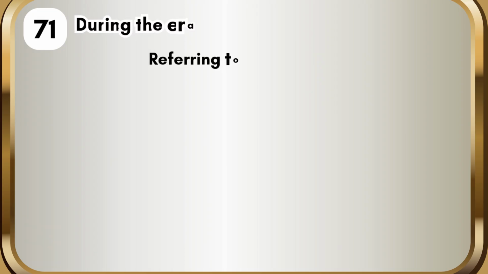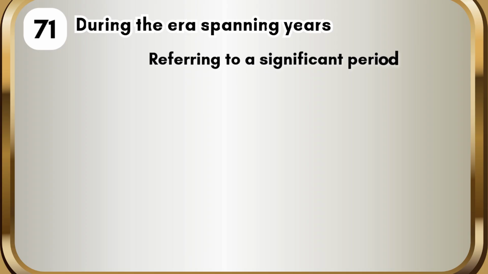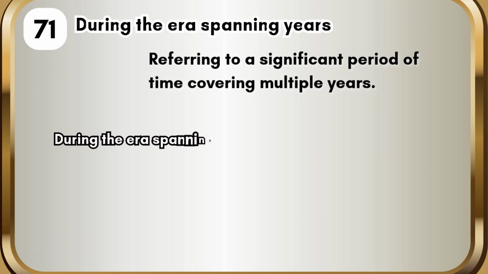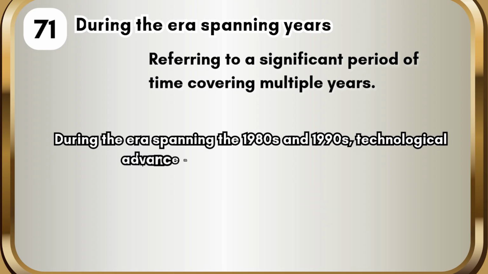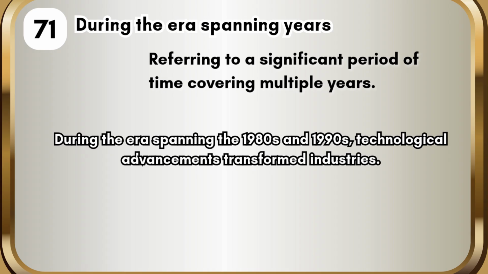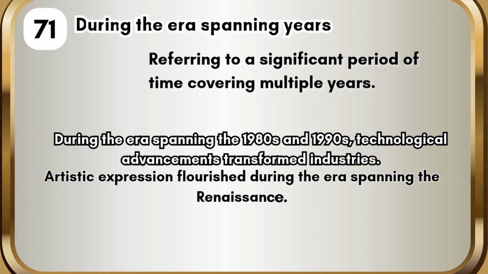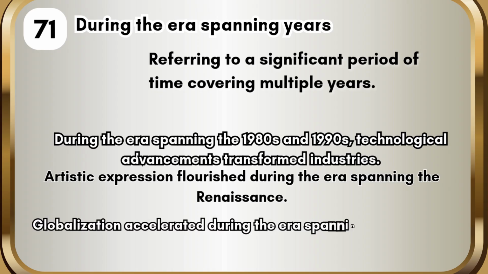During the era spanning years, referring to a significant period of time covering multiple years. During the era spanning the 1980s and 1990s, technological advancements transformed industries. Artistic expression flourished during the era spanning the Renaissance.